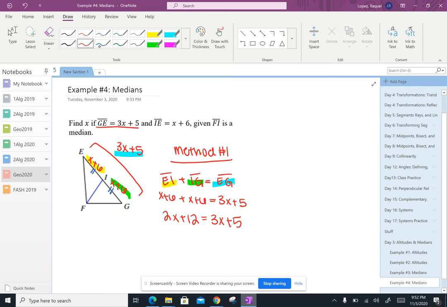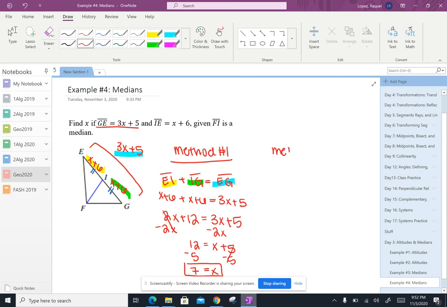And then we can go ahead and solve. So I'm going to subtract 2x on both sides. And I'm left with 12 equals x plus 5 because 3x minus 2x is just 1x. And then I'm going to subtract 5 on both sides. And we get that x equals 7. So that's method number one.